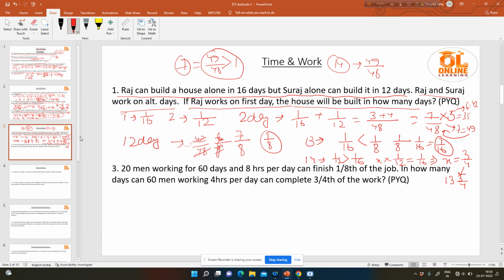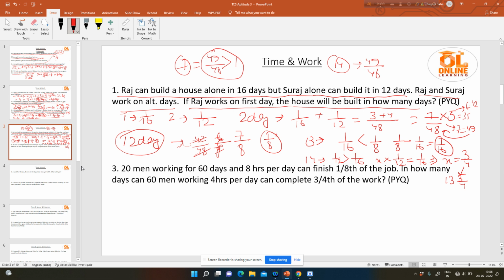If I again repeat, first Raj works, his 1 day work is 1 by 16. Then Suraj works, his 1 day work is 1 by 12. So their 2-day work will be equal to 7 by 48. Now we have to find a value that would be less than 48. If we multiply with 6, we are getting 42. If we multiply with 7, we will be getting 49. That would be greater than 48. So we will multiply with 6. We are multiplying it with 6 means we are getting 12-day work, right? So 12-day work is 42 by 48 or 7 by 8.